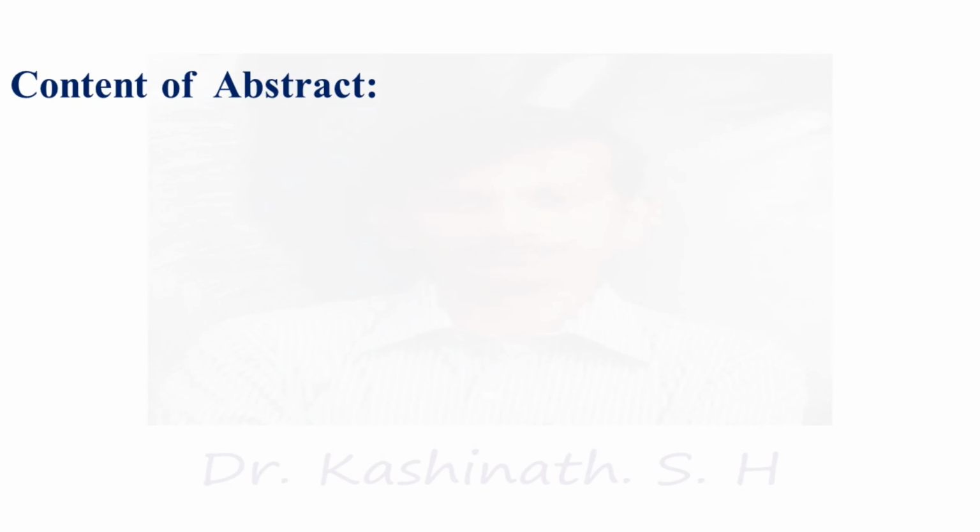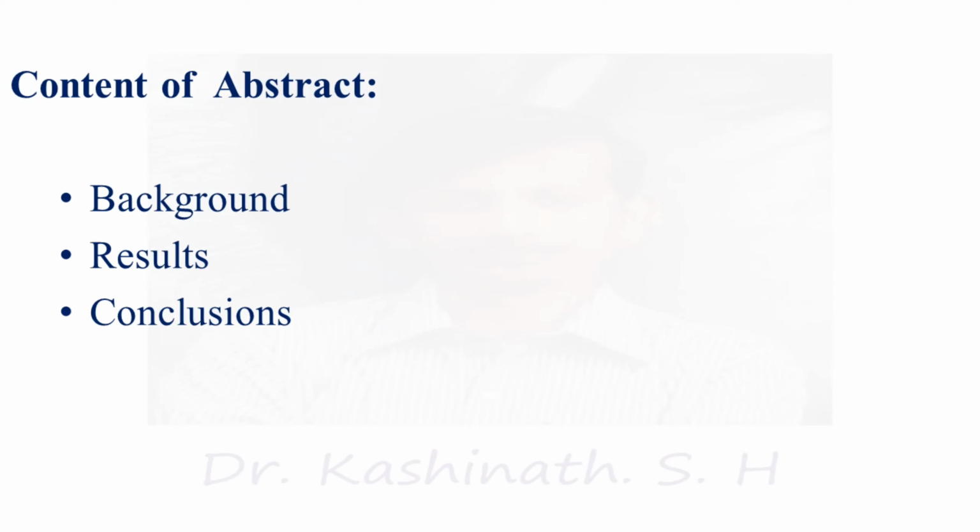So the second point is the content of the abstract. What should an abstract contain? It should contain the background of that research work, the results of that research work, and the conclusion part of that research work. Usually the abstract is written in a limited number of words, depending on what category it belongs to. Generally, in the case of article publication, 150 to 200 words are allowed for the abstract. So within this number of words, one should complete the writing of the abstract.